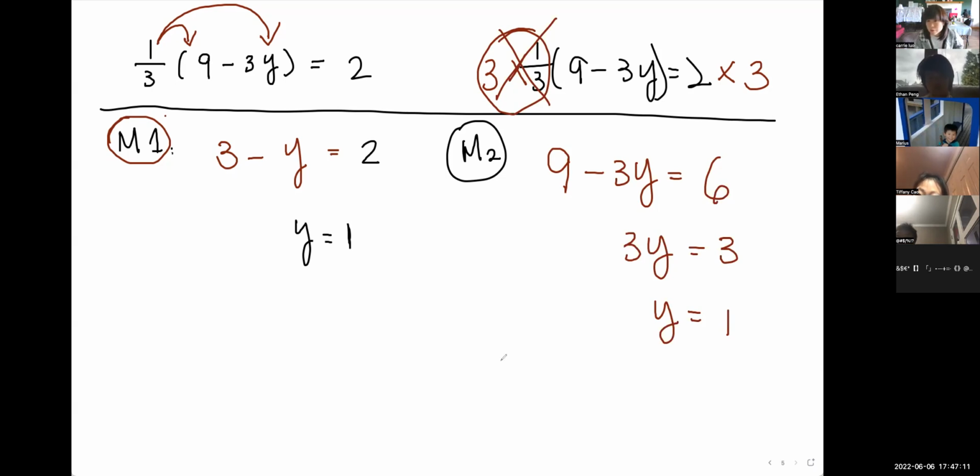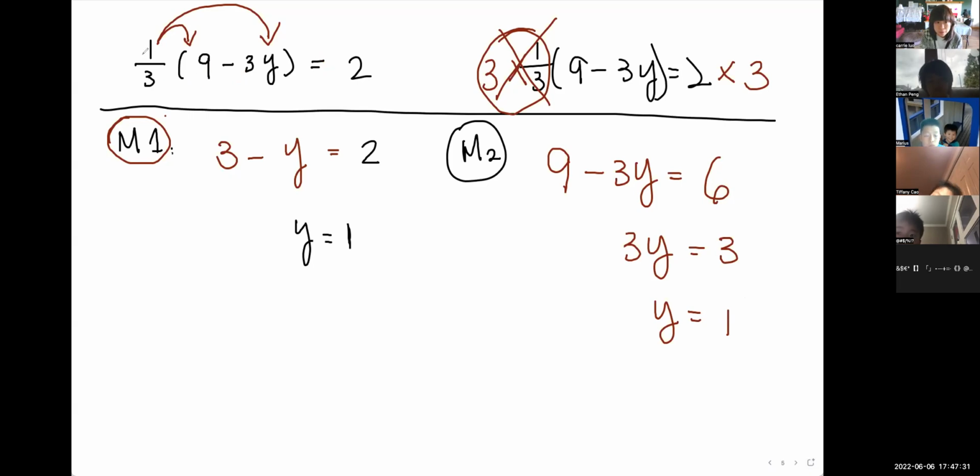So there are 2 ways of doing that. You can decide which one to go. It doesn't matter which one, okay? But sometimes you're going to find out the second one will be much easier for you. Carrie, can you explain the first one again? The first way, yeah. The first way is just because 1 over 3 times 9 equals 3, correct? And 1 over 3 times 3y equals y, right? So equals 2. So 3 minus y equals 2. So that's why y equals 1.